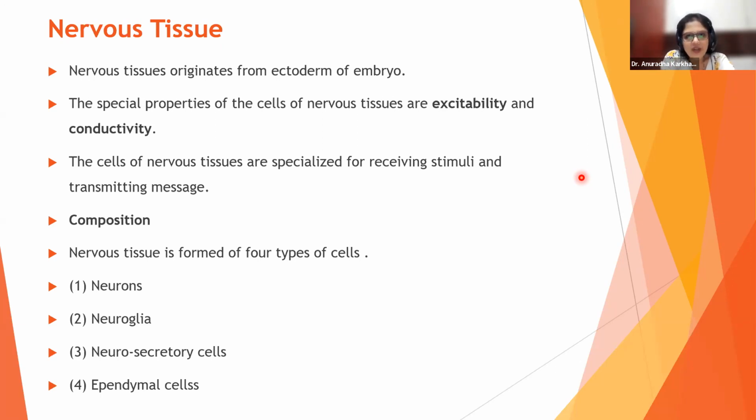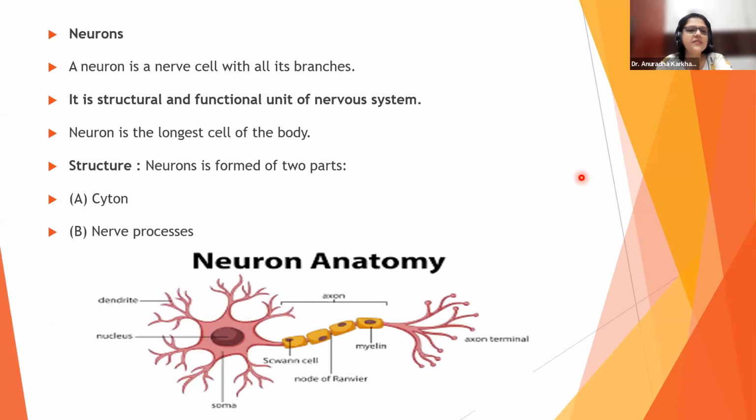It's composed of 4 types of cells: neurons, microglial cells, neurosecretory cells, and ependymal cells. We have done these in nervous tissue, but let us revise. Neuron is a nerve cell with all its branches. It's the structural and functional unit of the nervous system. Neuron is the longest cell of the body. Neuron is formed of 2 parts, cyton and nerve processes. So here you can see this is the cyton or the cell body and these are the nerve processes.